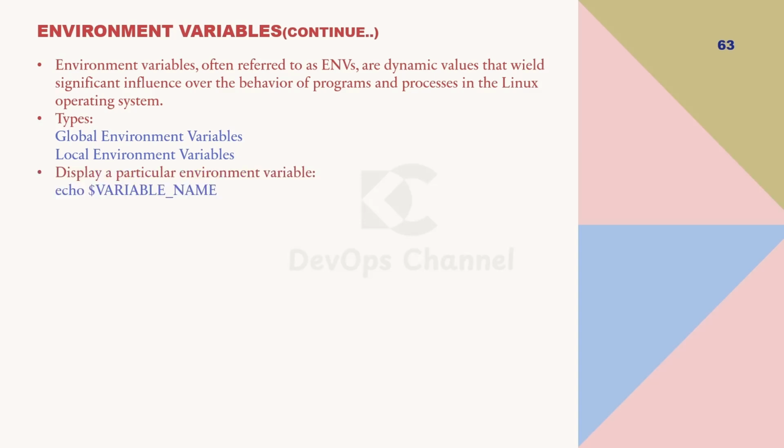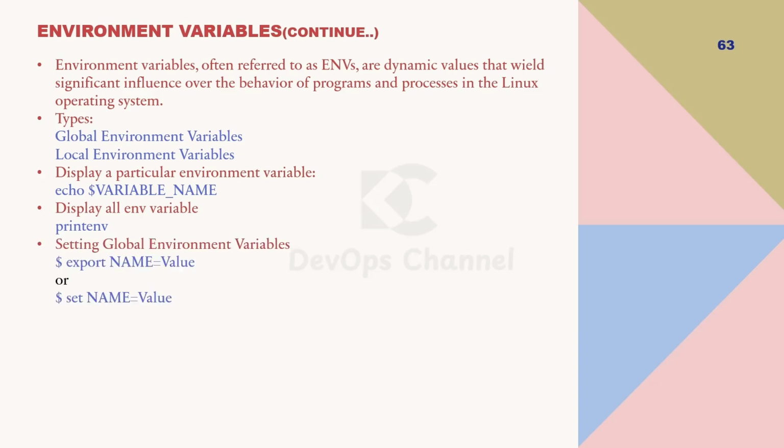So let's move ahead. How can you display a particular environment variable? We can type echo and then $ and the variable name, and of course, as I said earlier, the variable name should be in capital letters. We will discuss some common environment variables, take examples, and also learn this in our demo. To print all the env variables, you just need to type printenv in your terminal.